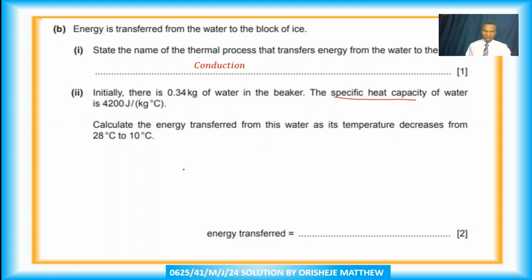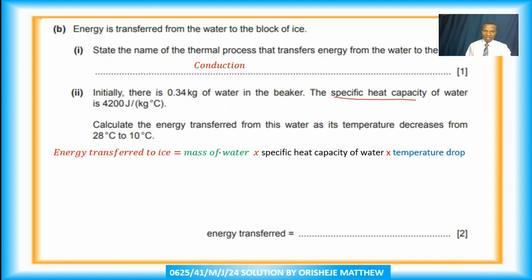So how do you calculate that? Energy transferred is equal to the mass of water multiplied by the specific heat capacity multiplied by the temperature drop. We can substitute that, and then you get the amount of energy. Then you express this answer to two significant figures. So that gives us 26,000 joules.